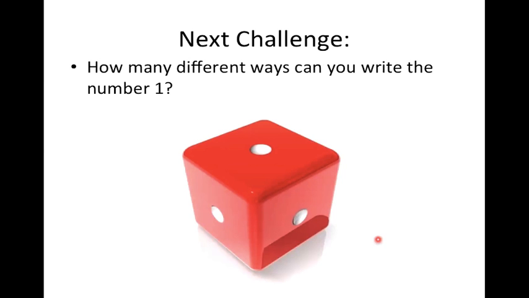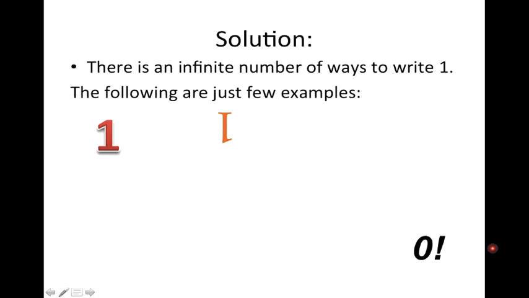Here's our next challenge. How many different ways can you write the number 1? Here's an example here. This die is showing the 1 face. Here are a few more examples of writing the number 1. You can have a red one like this. You can have an upside down orange one. This is 0 factorial, which is equivalent to 1.